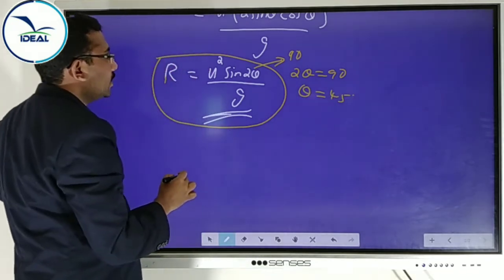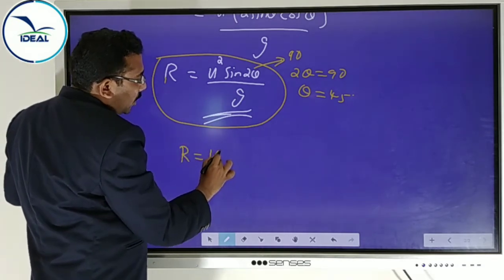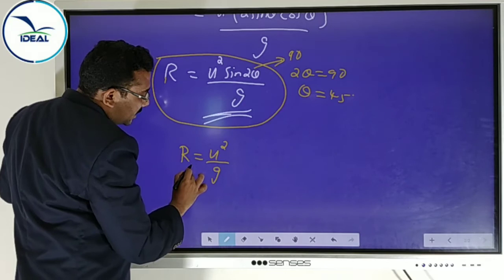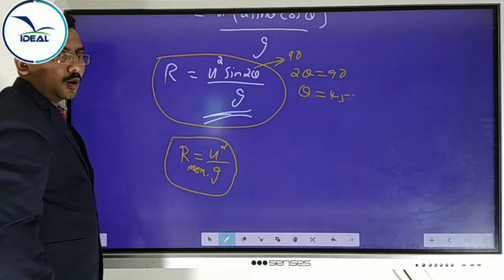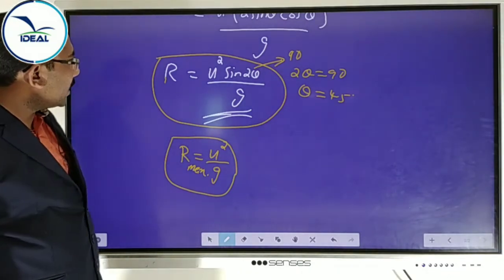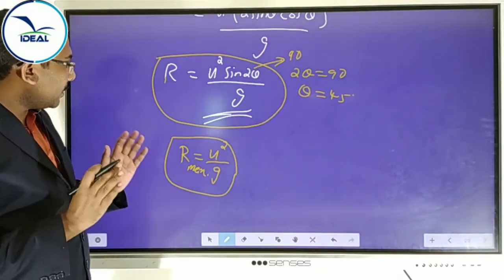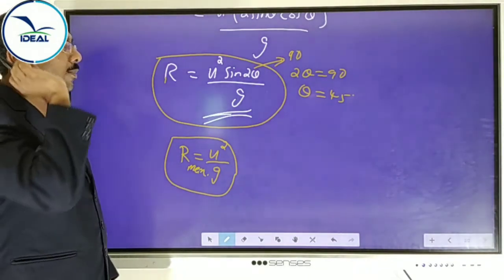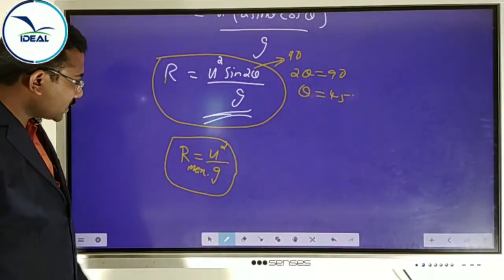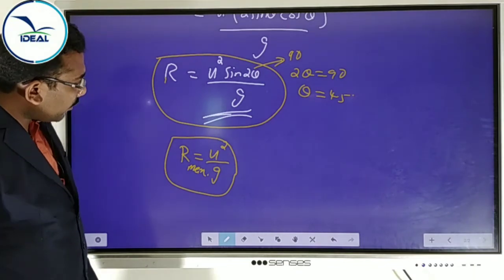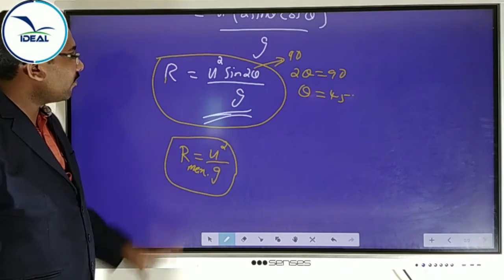That is, when we throw the ball at an angle of 45 degree, then R is equal to u square by g. This is the maximum range. Then what is the equation of maximum range? R is equal to u square by g at 45 degree. For a projectile, to get maximum range, we should project the body at an angle of 45 degree. Remember, it's an important point, a 1 mark question. Maximum range equal to u square by g at an angle 45 degree.